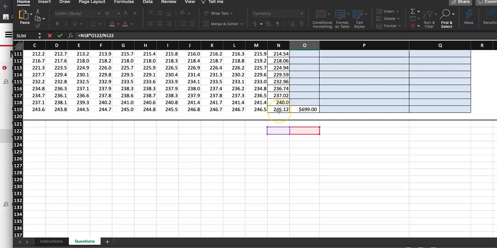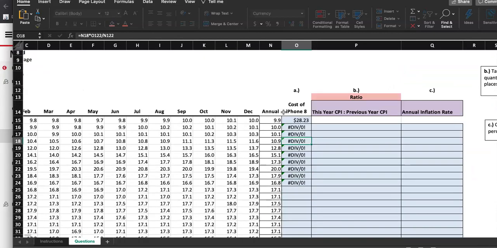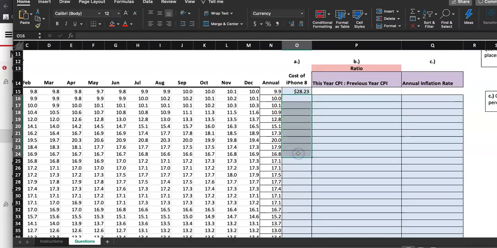I want them to continuously use N119 and O119, because that's where the phone price and the CPI for 2017 is saved. That is our reference cell. That is the absolute reference cell that I want to use. So this is what you can do to solve this problem. So take a look. I'm gonna go ahead and delete these ones so far.